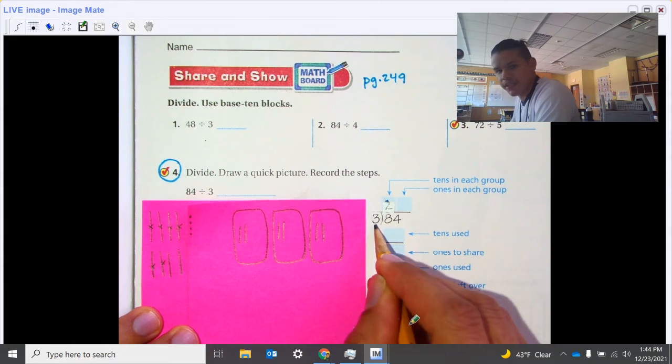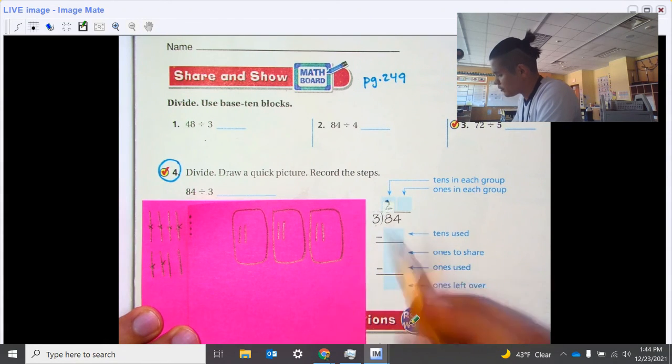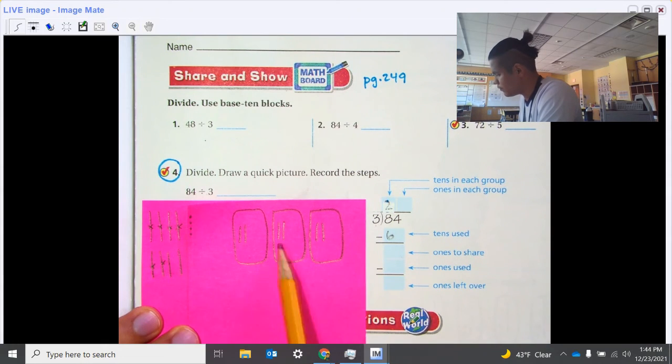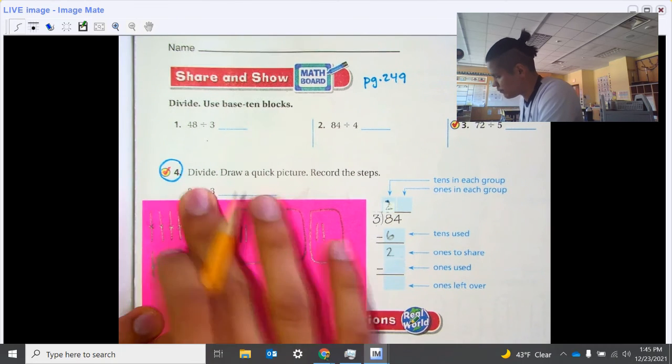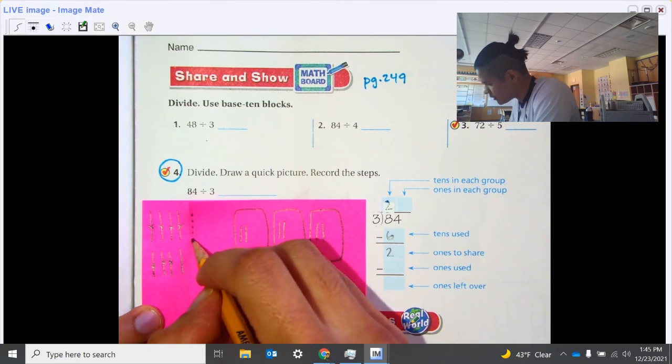8 divided by 3 equals 2. 2 times 3 is 6, or how many 10s were used. So 2, 4, and 6 10s were used. So how many 10s are left over? There's 1, 2 10s left over. All right, let's keep going. So I'm going to change this out and regroup them for 10 more ones.